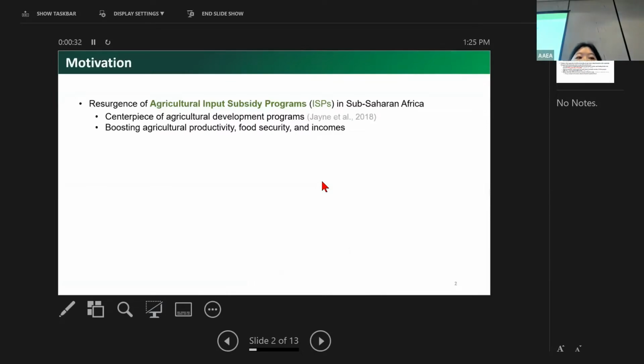So in sub-Saharan Africa, where food security is the most alarming issue, agricultural input subsidy programs resurfaced in the early 2000s, and they've constituted the core of their agricultural development programs in order to boost agricultural productivity, food security, and incomes of the farmers.